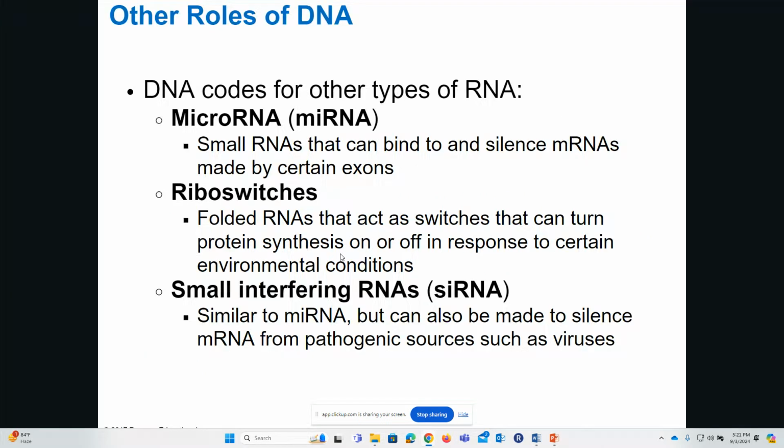But there are other roles of DNA. DNA codes for other types of RNA, like microRNA, which can bind to and silence mRNAs made by certain exons, or riboswitches, which are folded RNAs that act as switches that can turn protein synthesis on or off in response to certain environmental conditions. And even siRNAs, or small interfering RNAs, which are similar to microRNAs, but they can actually be made to silence mRNA from a pathogenic source, such as a virus. So these are just other ways that parts of the cell can modulate itself and its functioning.